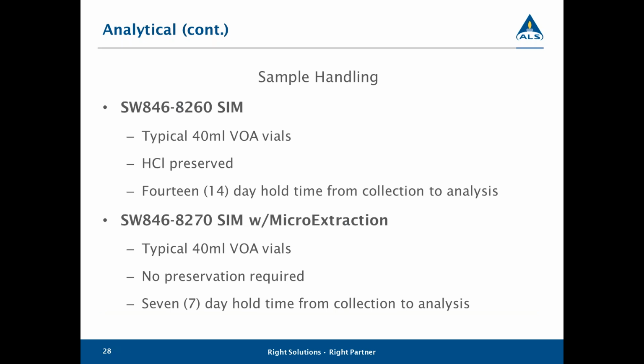And that's reflected here in the sample handling information. The A260 SIM is basically exactly the same as the regular A260. It's a 40 ml vial, HCl preserved with a 14-day hold time. And the A270 SIM with the micro extraction also uses a 40 ml vial, requires no preservative, and has a 7-day hold time. So certainly from a collection standpoint out in the field, the 40 ml vial is nice. If you're doing any kind of low flow sampling, it's great to collect only a 40 ml vial or a couple 40 ml vials compared to 2 1-liter ambers.